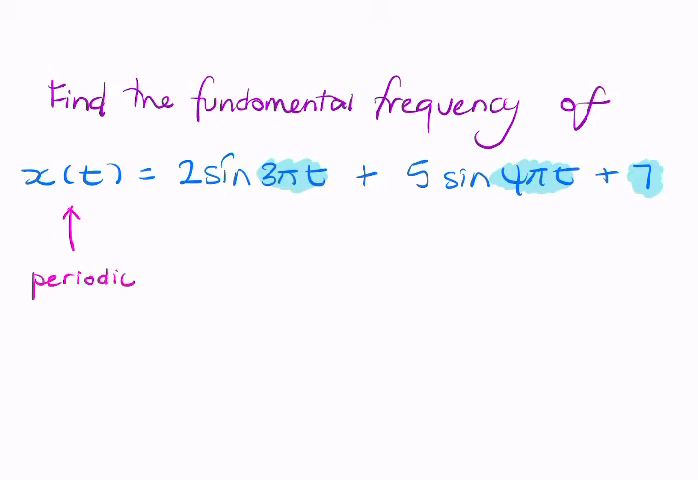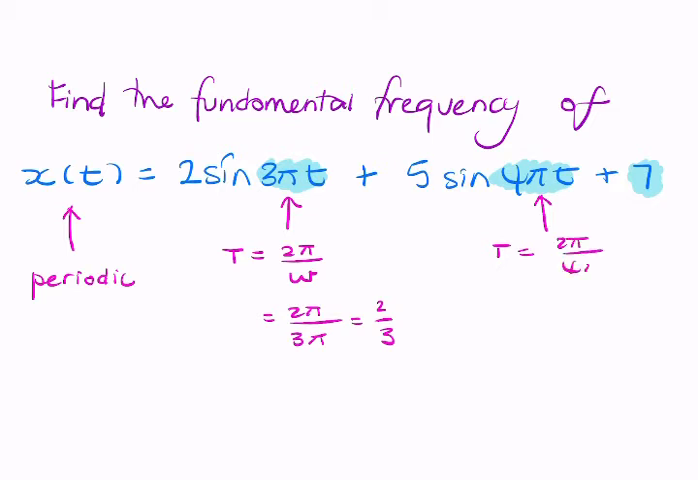Now we need to check if it is indeed periodic. So we're adding two periodic components plus something which isn't periodic, a DC term. And we need to first check if it is periodic. So what's the period of our first component? The period should be 2 pi over omega. So it's 2 pi over 3 pi, which is 2/3. And the period of the second sine wave is 2 pi over 4 pi, which is 1/2.